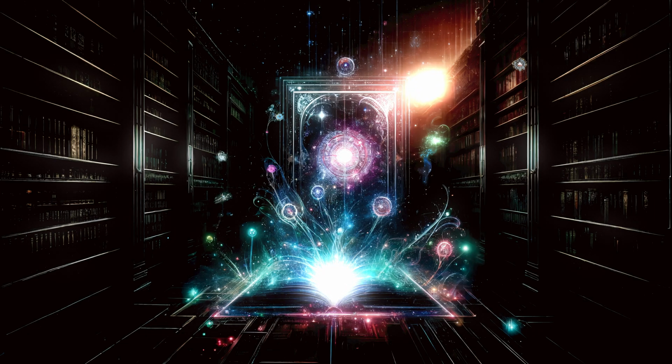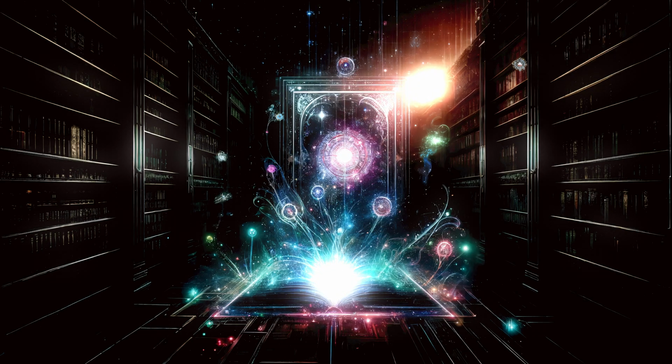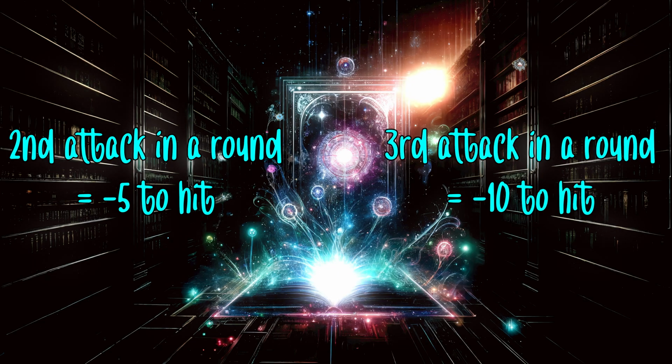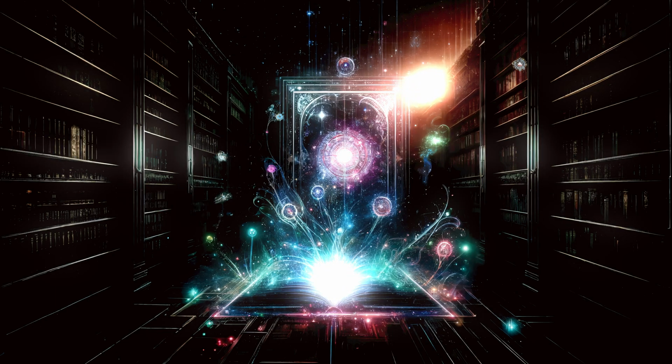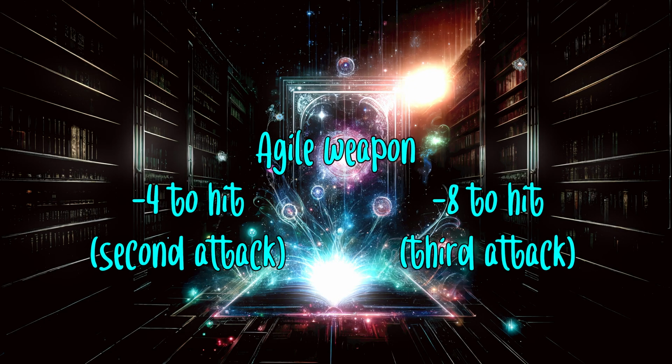Making things more complex and adding to the tactical layer is the multiple attack penalty, or MAP. If you attack more than once in a single turn, or use an ability that tells you to increase your MAP, you will be subject to a penalty on your next attack roll. This means that on your second attack in that round, you would have a -5 penalty to it. And if you attack again, you will get a -10. It caps out at -10 though, and you can take steps to reduce the MAP, such as using an agile weapon, which lowers it to a -4 and then a -8 instead.